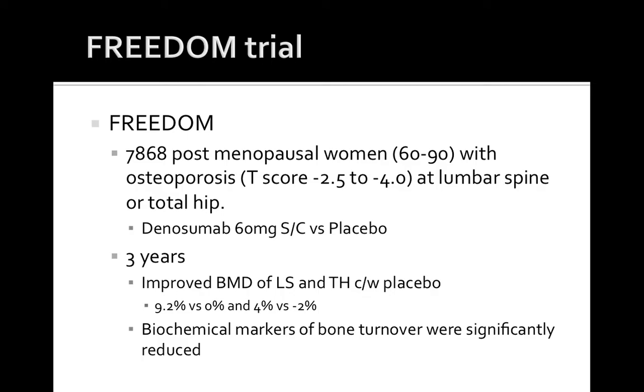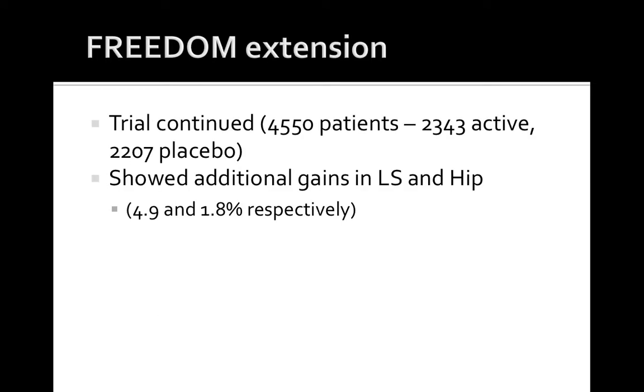So you've always just got to be a little bit skeptical of these things. The first trial was FREEDOM, almost 8,000 people between the ages 60 and 90, so a pretty good cohort. You had to have osteoporosis, so a T-score of -2.5 to -4 at the lumbar spine or the total hip. They then either had Denosumab, 60 milligrams subcut, or a placebo. The original trial was 3 years, and it basically showed that the bone mineral density increased at the lumbar spine and the total hip compared with placebo, which is good. And the biochemical markers of bone turnover were also significantly reduced.